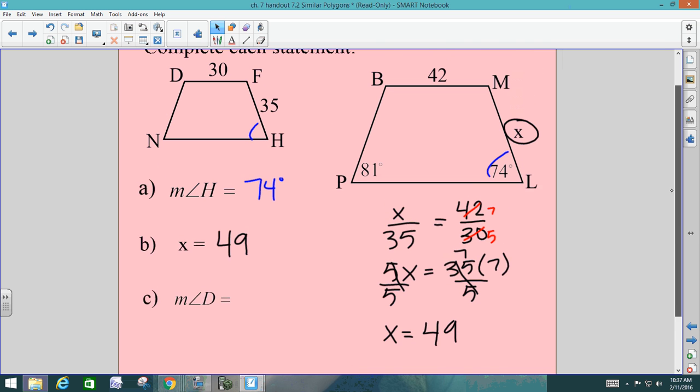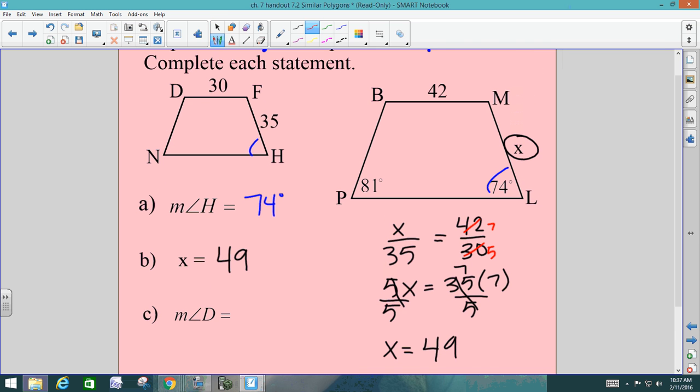Val, what'd you get for the measure of angle D? 99? How'd you get that? I did 180 minus 81. 180 minus 81? Yeah. Poor K, that makes a straight line. Because they're what kind of angles? Same side interior. Good. How did you know these lines were parallel? Because it's a trapezoid, right? Good. And B is congruent to D. Nice job.